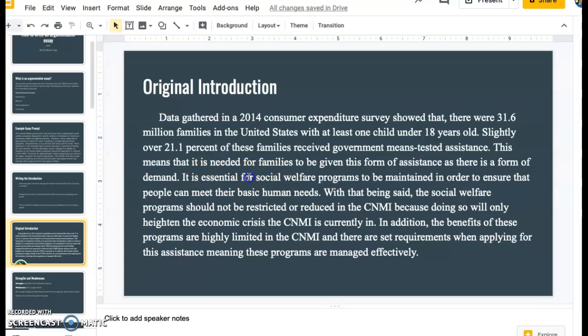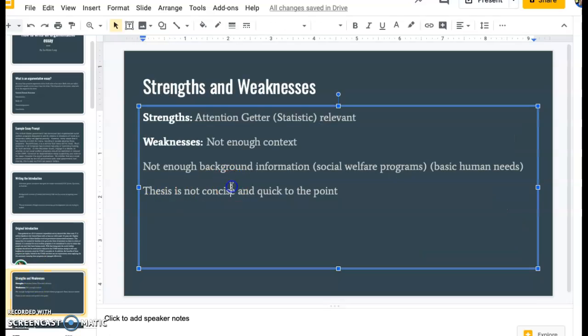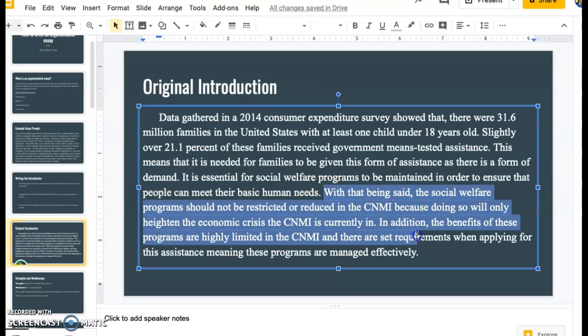Because when you just state social welfare programs or basic human needs, it's something that the audience might not be familiar with, and so they might not be familiar with what you're trying to state in your thesis or the point you're trying to come across. So it is essential you provide sufficient explanation of these things. You also need a thesis that is concise and quick to the point, and this whole portion is not concise enough. It's not quick to the point, so your audience can get lost while reading this and not be entirely sure on what you're trying to argue for or what your point is.